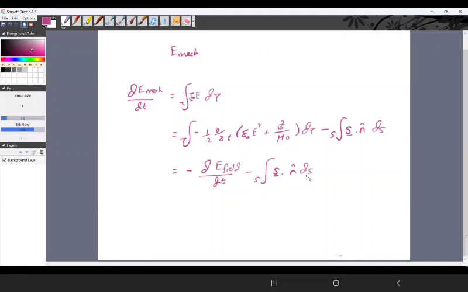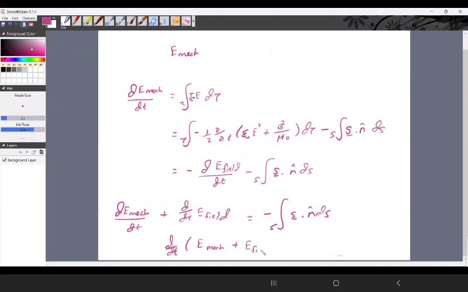So this can be written for the mechanical energy, and the total energy is the combination of mechanical energy and also electric field energy. From this equation, we can say dE mechanical over dt, and if I move this term to the other side, plus dE field over dt is equal to minus S dot dS. Now if I take d over dt as common, inside we have the mechanical energy plus E field, equal to minus the divergence of S.